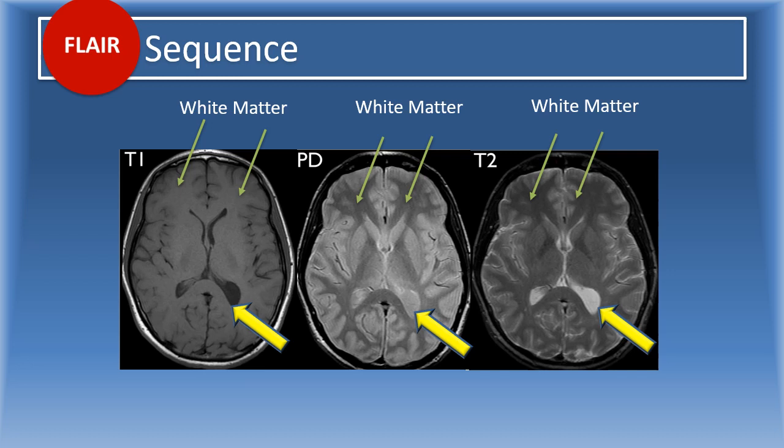To do this, we need to know another point of differentiation, which is the signal intensity of the white matter. We can notice the thin arrows in the frontal lobe refer to the white matter signal intensity. The white matter normally has a bright signal on T1 and low signal on T2 and proton density. And this is a very important point.